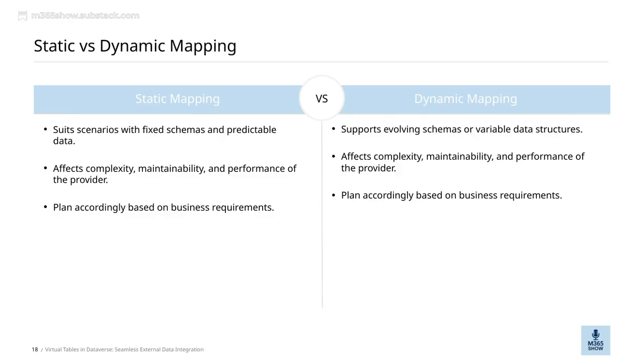However, it's important to remember that this added flexibility can impact the complexity, maintainability, and performance of the provider. So, when planning your integration approach, you should carefully consider your specific business requirements. If your scenario involves stable, well-defined schemas, static mapping might be the best choice. But if your data sources are more dynamic or subject to change, dynamic mapping could provide the adaptability you need. Just keep in mind the potential trade-offs. Overall, understanding these differences helps ensure you choose the right approach for seamless external data integration.